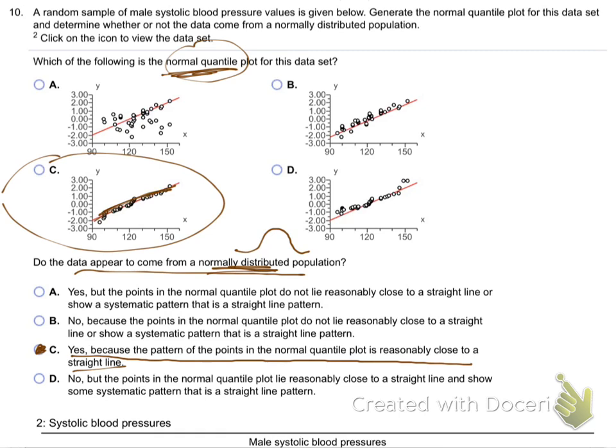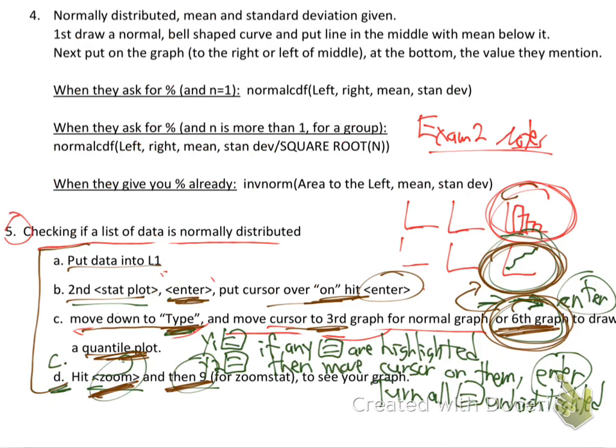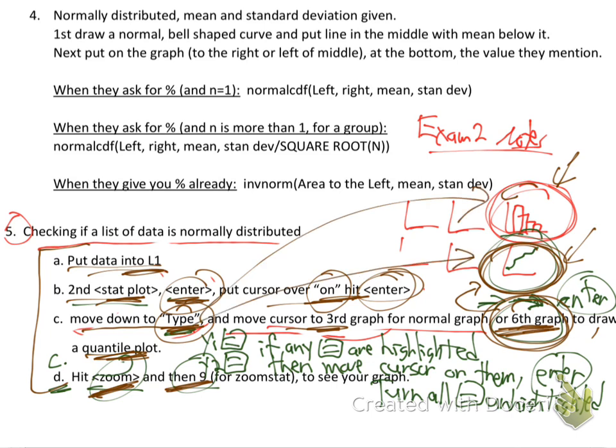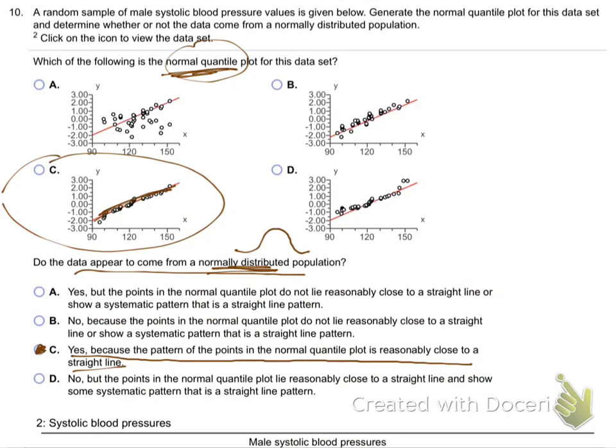So again, the steps for figuring that out are back here. These are the steps for graphing either a bell curve, which is the third graph, or a normal quantile plot, which is the sixth graph. You get those by putting data into L1, choosing second stat plot, which is the upper left-hand corner, hit enter, put the cursor over the on, hit enter, move down to type, and pick your graph, either your third graph for a bell curve, or the sixth graph for a normal quantile plot, hit enter, and then hit zoom and 9, and you get your graph. So there we go.